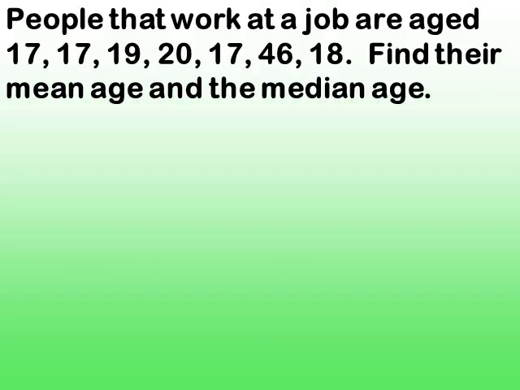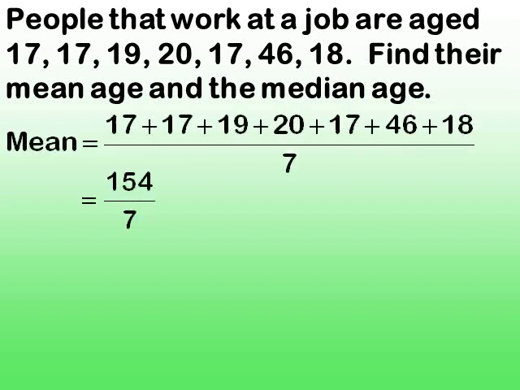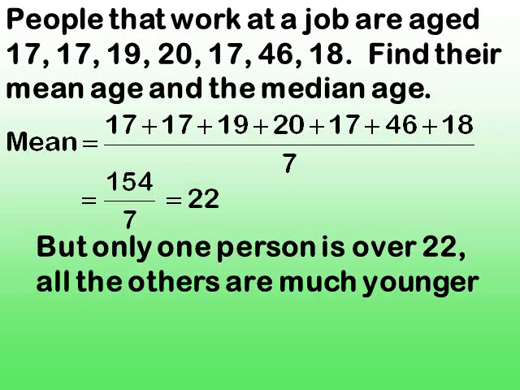Here we are given ages, 17, 17, 19, 20, 17, 46, and 18. If we find the mean, our average age is 22, which is 3 to 5 years older than the majority of the workers. Only one person is over 22. All the others are much younger. This is very misleading.